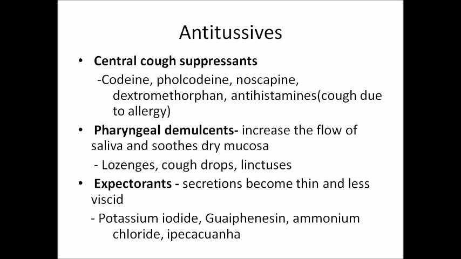Finally, we have expectorants. We know there are two types of cough: dry cough and expectorant cough. Dry cough we already mentioned, when the mucosa becomes dry, and we can use pharyngeal demulcents in that case. But sometimes because of irritation to the mucosa, the respiratory secretions increase, and these secretions will be irritating to the patient. So expectorants make the secretions thin and less viscous, so they can be easily coughed out by the patient. Examples are potassium iodide, ammonium chloride, then ipecacuanha, which we already mentioned is an emetic, then guaifenesin. Just have an idea.